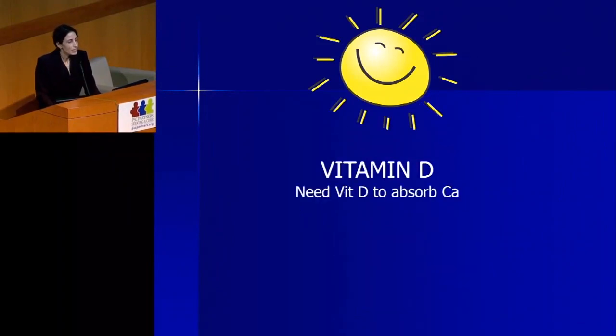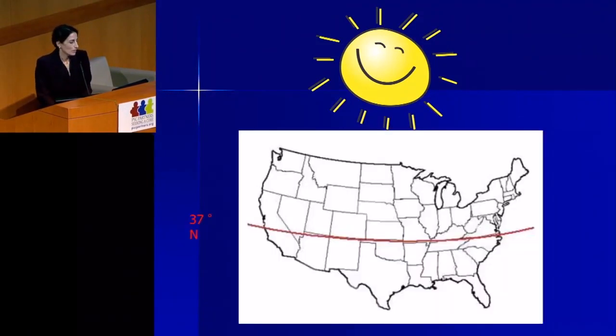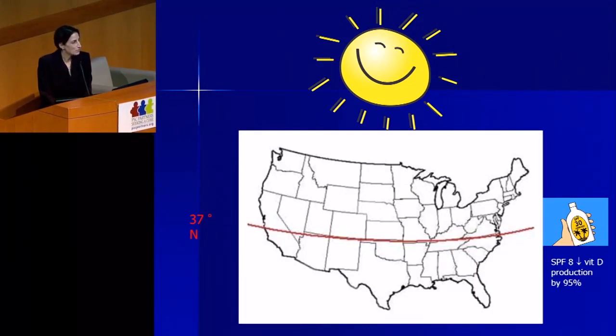Vitamin D. Vitamin D is needed to help absorb calcium. What happens if you live north of the 37th north latitude? You are not getting enough vitamin D. Where are we? Well, north of that latitude. And if you are using sunscreen, you are not absorbing calcium. Sunscreen with an SPF of 8 will decrease your vitamin D production by 95%. And the news only gets better, because if you have old skin, that is the equivalent of SPF of 30. All right? So we are doomed.